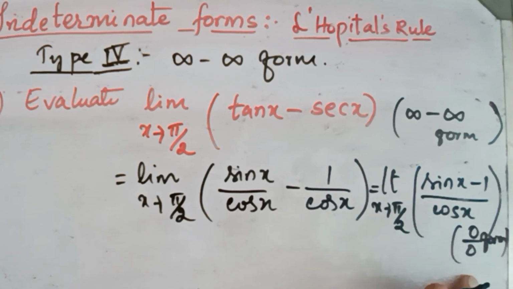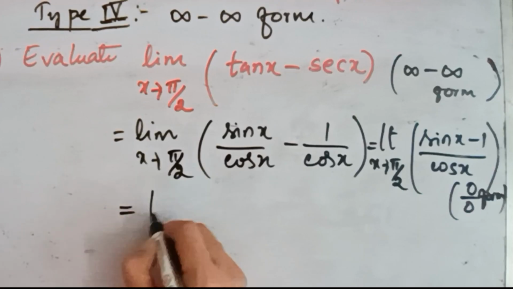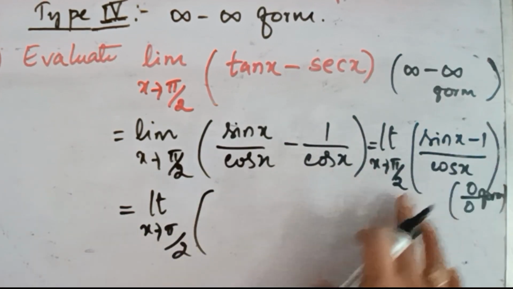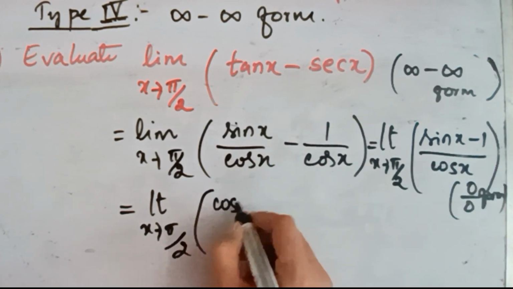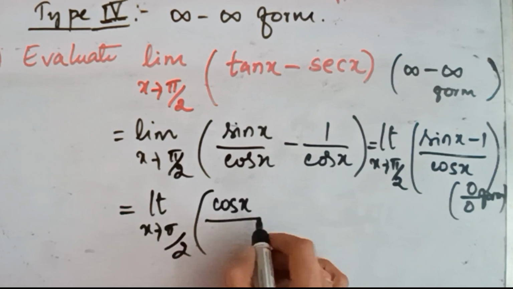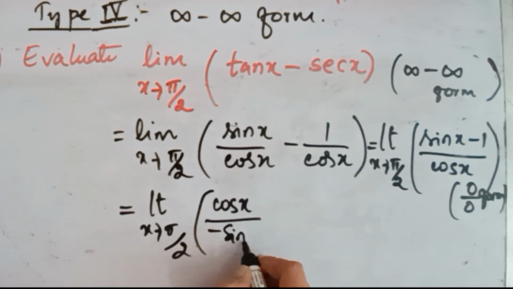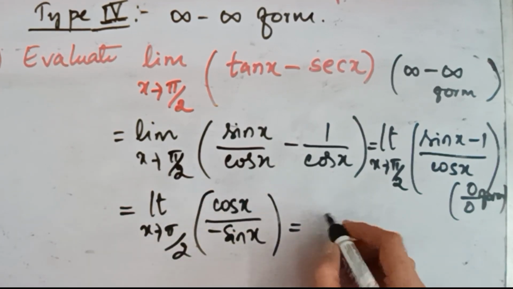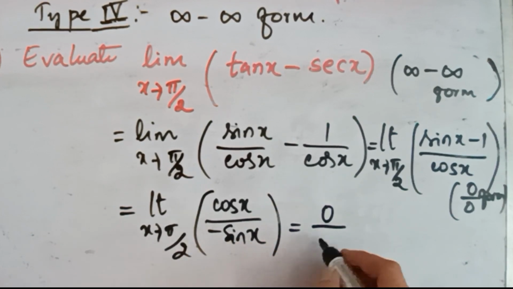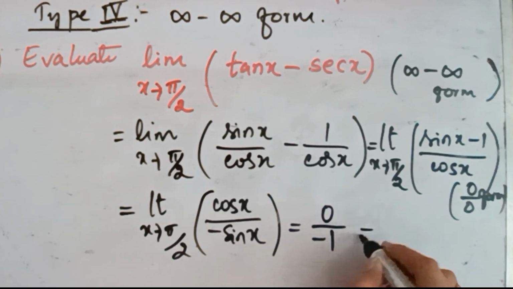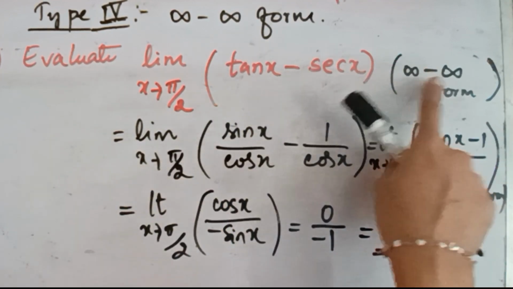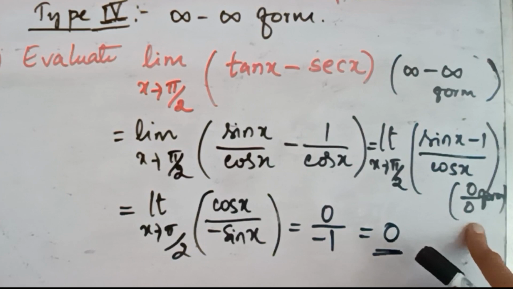Therefore, you can apply L'Hopital's rule here. So I will write here limit x tends to pi by 2. Differentiate numerator and denominator separately. Derivative of sin x is cos x minus derivative of 1 is 0, divided by derivative of cos x is minus sin x. So this is equal to, now when you apply the limit, cos pi by 2 is 0 divided by sin pi by 2 is 1. So minus 1, 0 by any value, it is equal to 0. Therefore, this is the value of the limit which is evaluated using the L'Hopital's rule by converting infinity minus infinity form to 0 by 0 form.